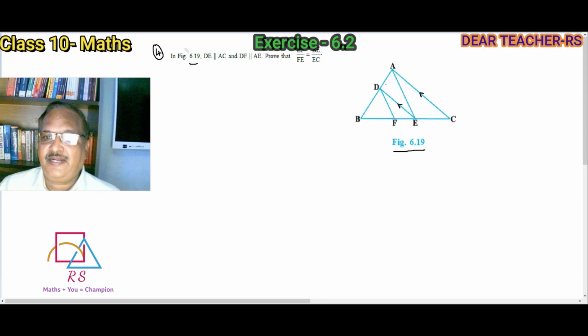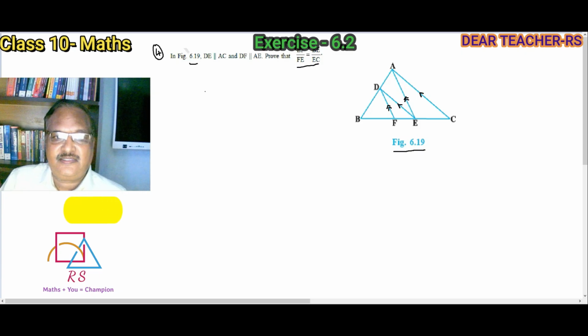That means you can take triangle ABC, and DF is parallel to AE. I will put 2 arrow marks. Don't get confused between the single arrow mark and the double arrow mark. So prove that BF by FE is equal to BE by EC.